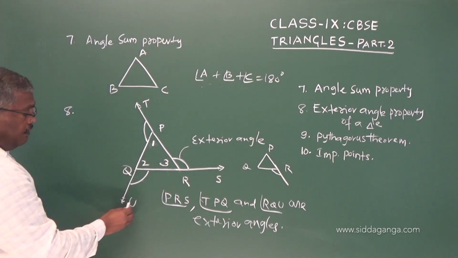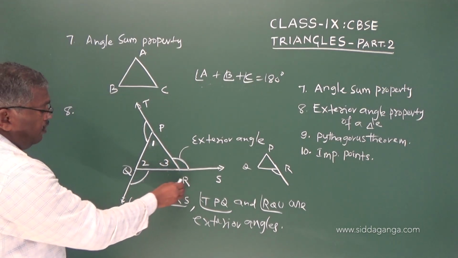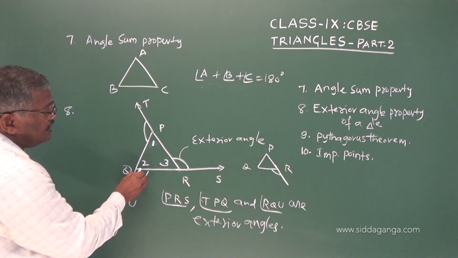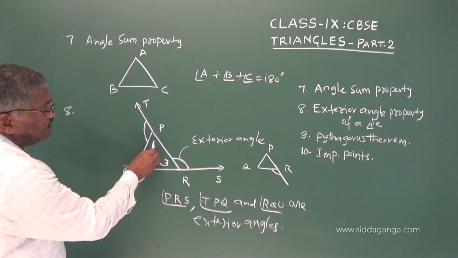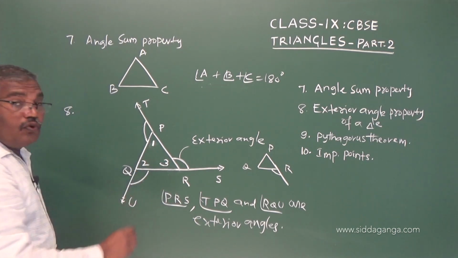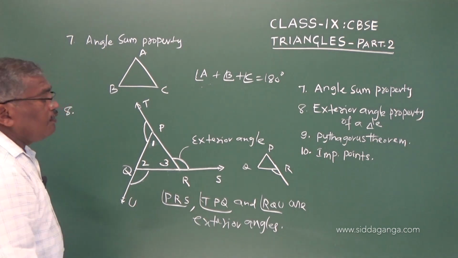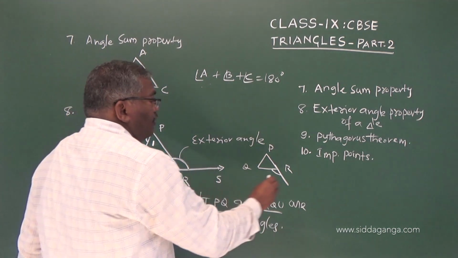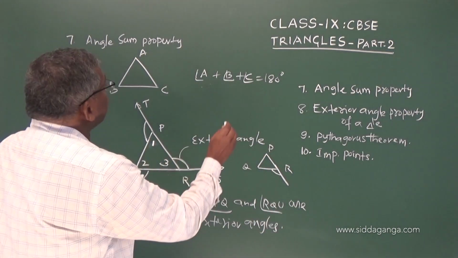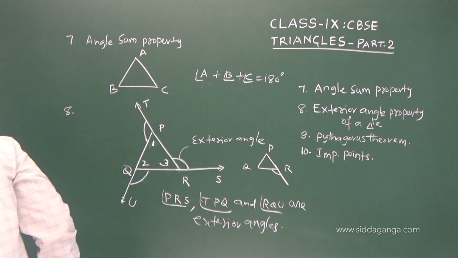Similarly, if I take RQU as the exterior angle, the interior opposite angles are 1 and 3. So therefore, the sum of 1 and 3 will be equal to RQU. So therefore, we have this relation. I will write it above.